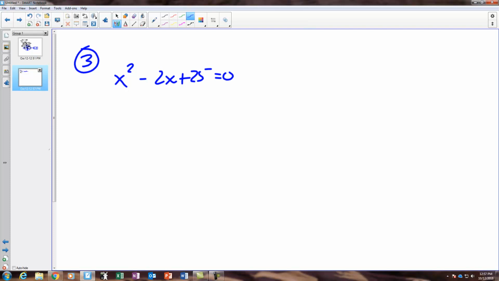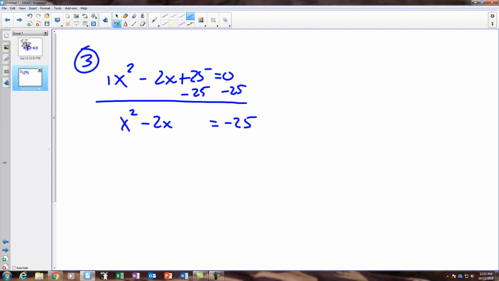It is solvable by the quadratic formula, but I'm asking you to complete the square at least once on the test, and this would be the place where I'm going to ask you to do it. The first step is to make sure you have a single x squared, which that's a 1x squared, so it's good. The next would be to move the 25, the constant, to the other side. So I'm going to have x squared minus 2x equals negative 25.